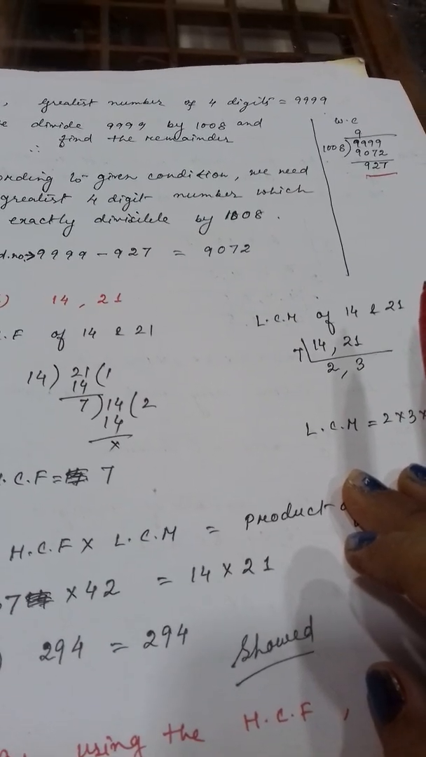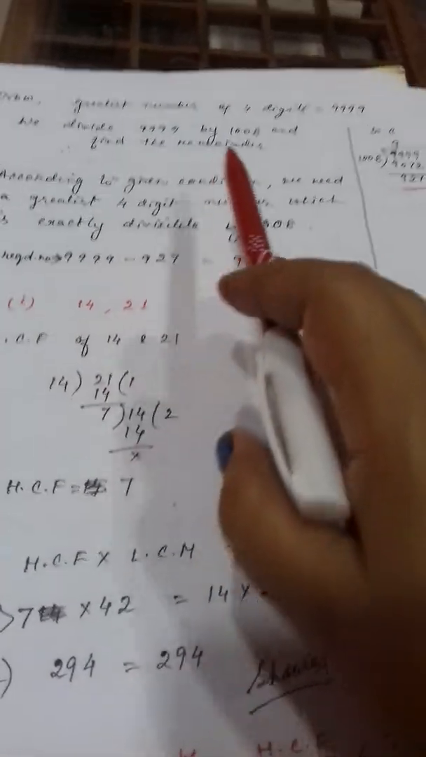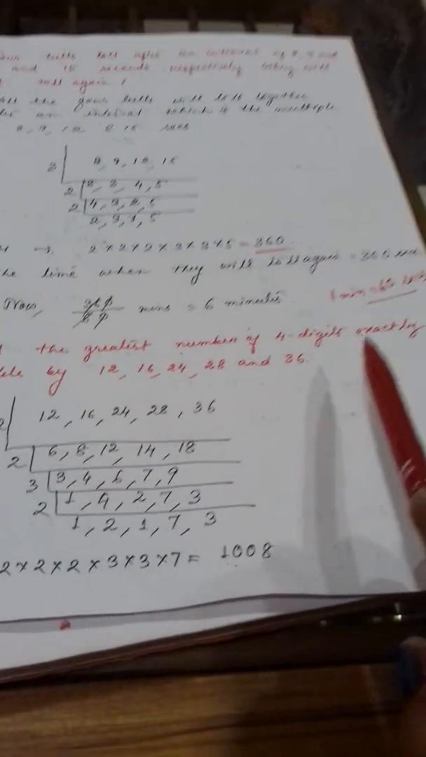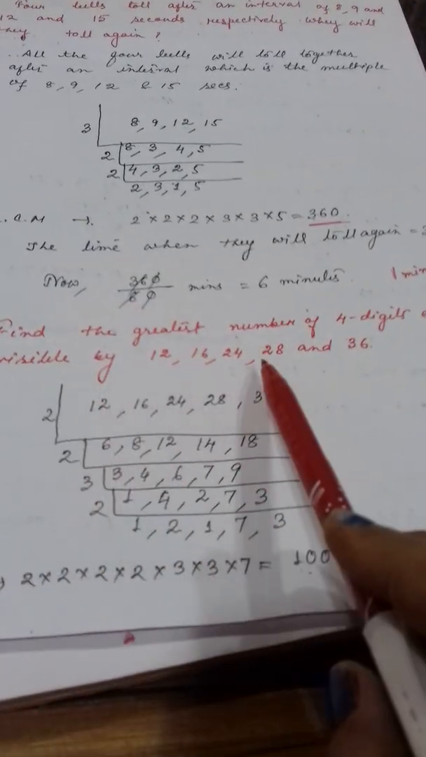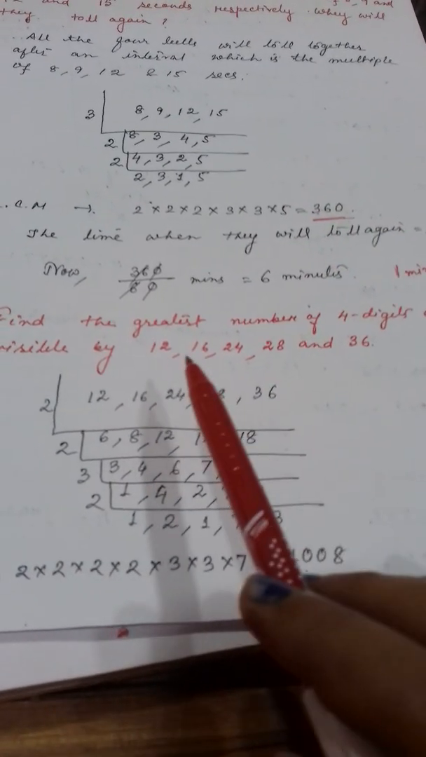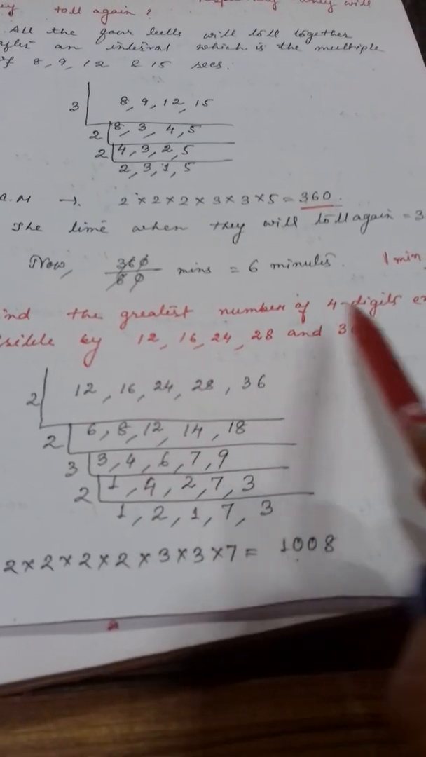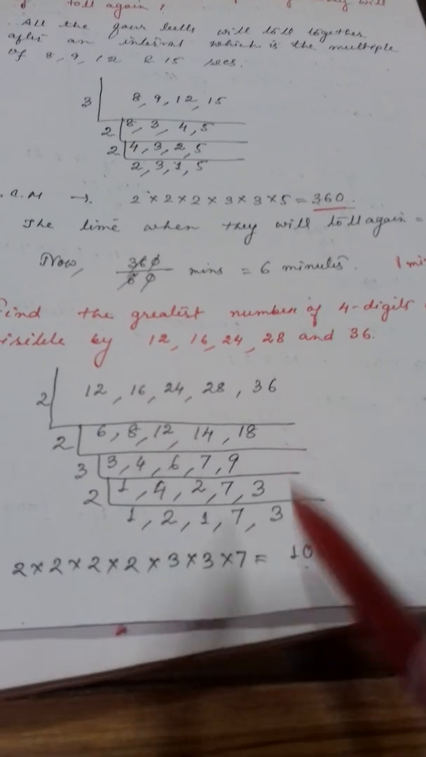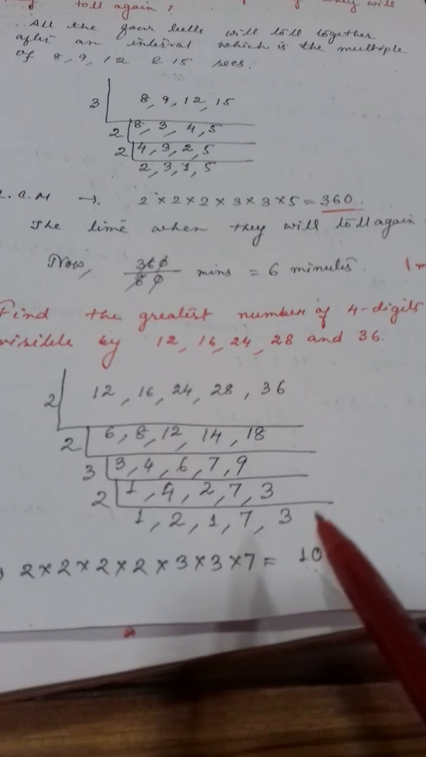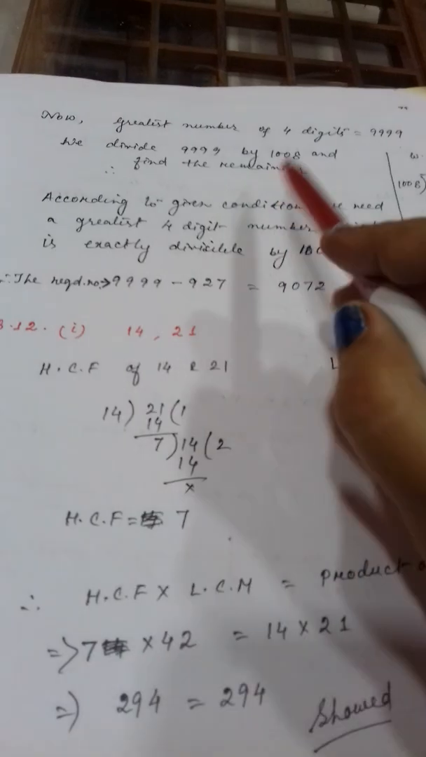Understood or not? Clear? That means you have been asked to find the greatest 4-digit number exactly divisible by these. Exactly divisible means you have to find the LCM of these. After finding the LCM, you have to find the greatest number which can be exactly divided by it. That means the remainder will be 0.